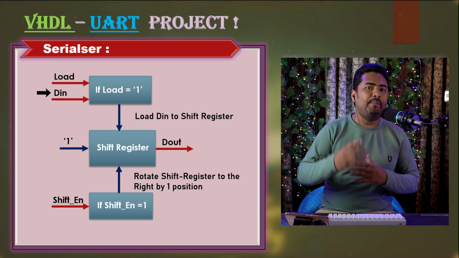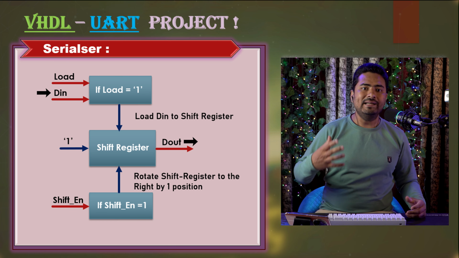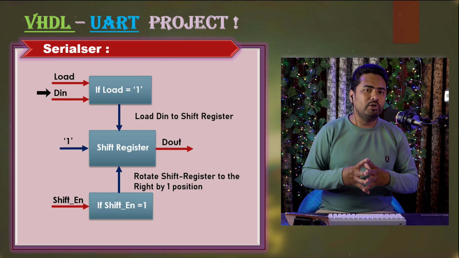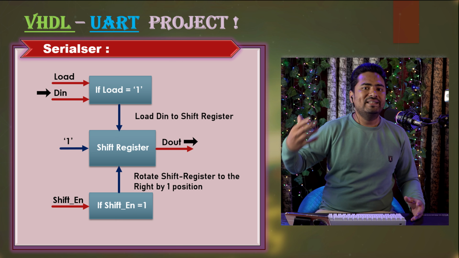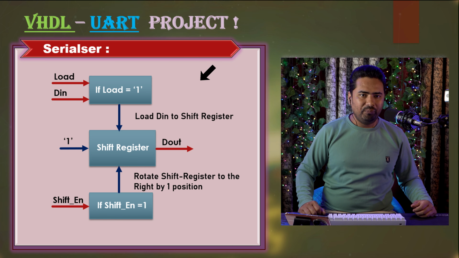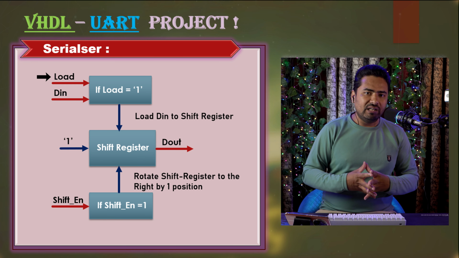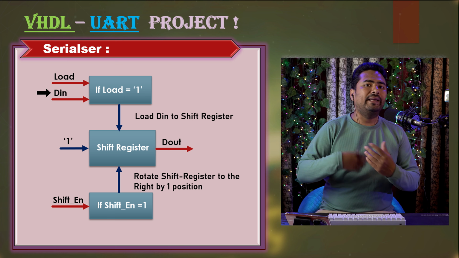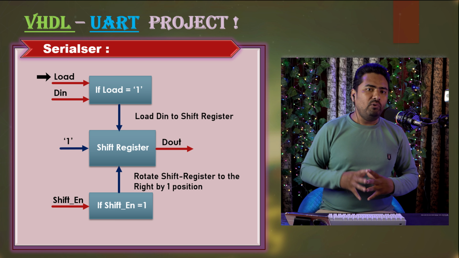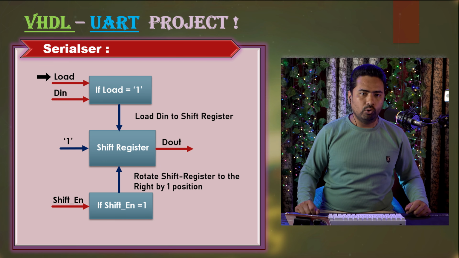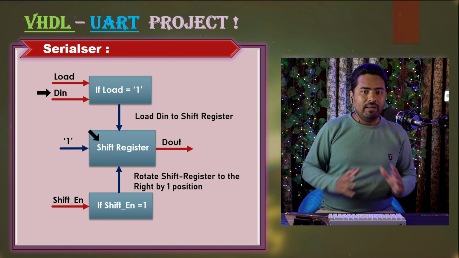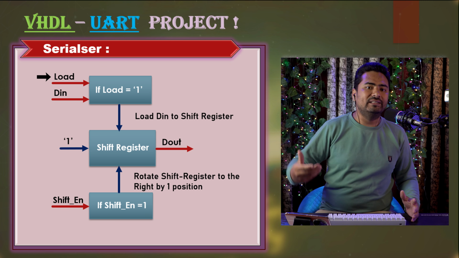Input DIN is parallel data and output DOut is serial data. So we need to convert our parallel input data into a stream of serial data, and that will be achieved by this serializer module. So when this load pulse is given, this DIN data will be captured by the shift register. Note that this load signal will be given for one pulse only. So once the input data is captured by the shift register, this load signal will be deasserted.